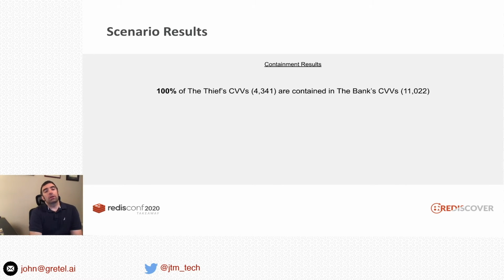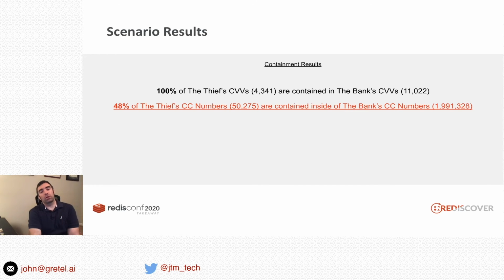Okay, so getting into our scenario results, the highest score is a 100% containment between the thief's CVV numbers and the bank's CVV numbers. So 4,300 and change from the thief and 11,000 and change from the bank. This isn't surprising because we're going to exhaust the entire key space for the possible CVVs pretty quickly. So it's reasonable to say that this is extremely accurate. And we also don't really necessarily care.